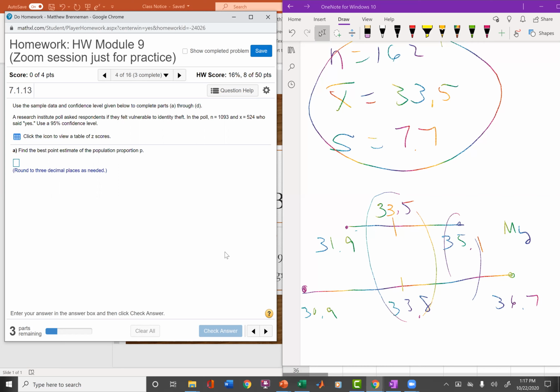Now, sometimes you read these and notice that they didn't use the word mean or proportion, okay? So how do I know if I'm working with a population mean or a population proportion? Or how can I rule out one of them? I mean, how can I rule out I'm not working with a population mean here for my confidence interval?